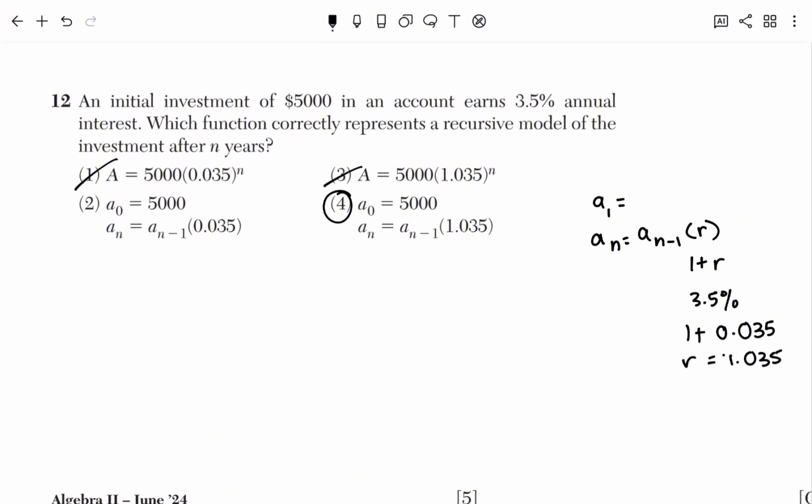When something increases, we do 1 plus. When it decreases, we do 1 minus. That's kind of how it flows. So this is the end of part 1 of the multiple choice, so questions 1 through 12.